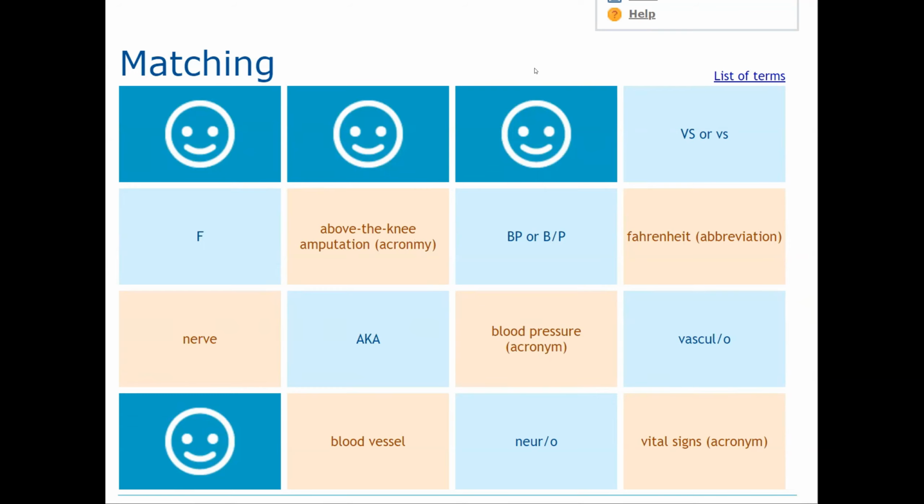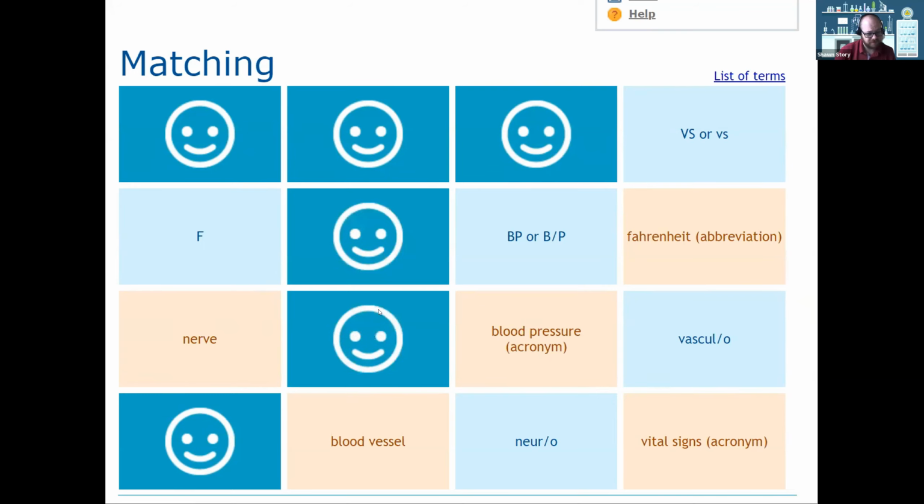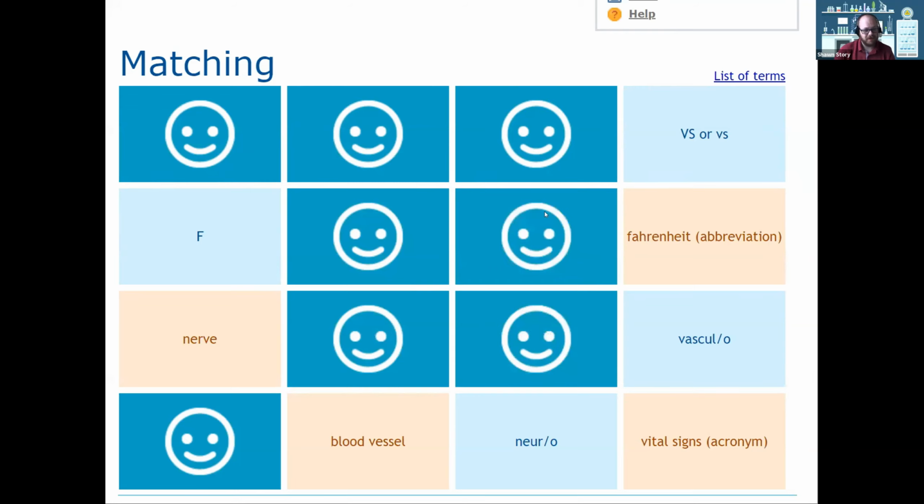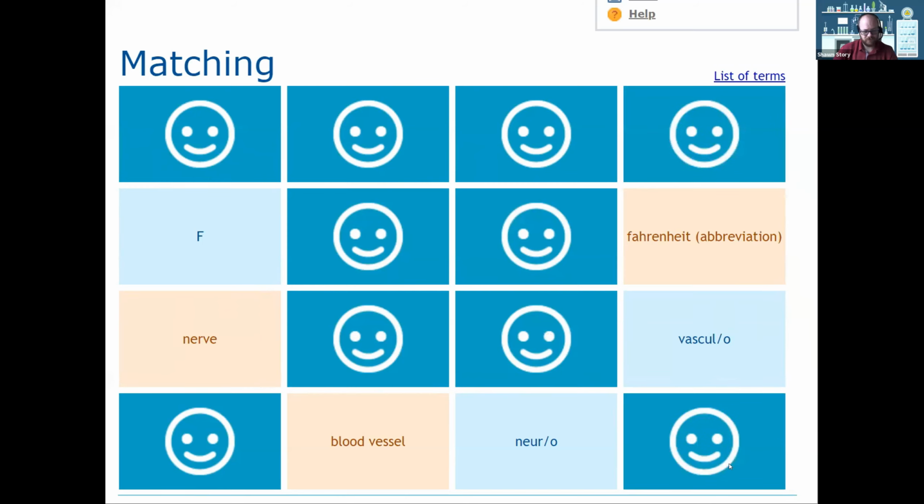Above the knee amputation and AKA. Yep, AKA is above the knee. BP is blood pressure. Yep, blood pressure. Oh, say that one more time, Libby. I didn't hear you. Vital signs and VS. VS and vital signs. Got it?